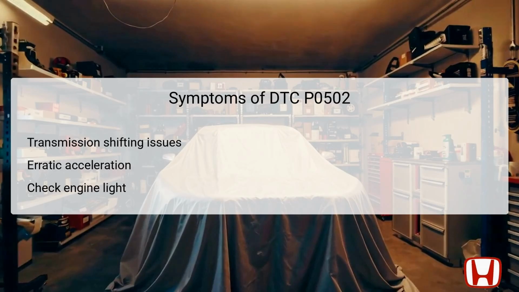Additionally, erratic acceleration may occur, where the engine output does not match driver input, making the vehicle unpredictable. Often, the check engine light will illuminate on the dashboard, prompting the need for diagnostics. Recognizing these symptoms allows for quicker identification of the DTC and reduces further risk of damage to the transmission.